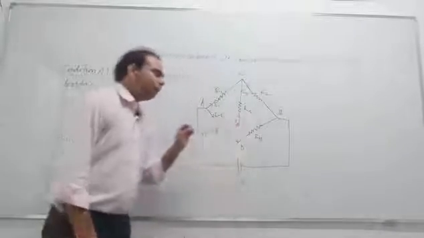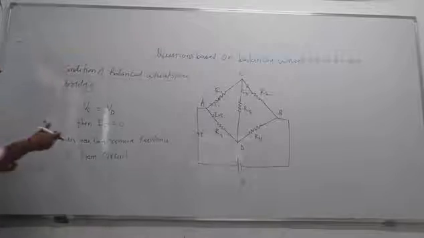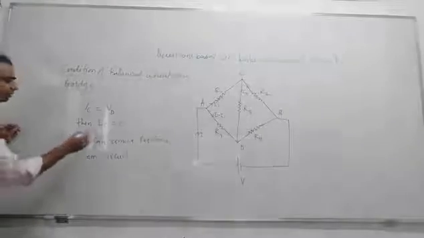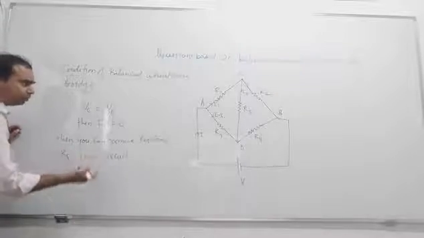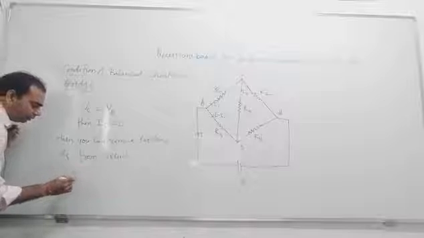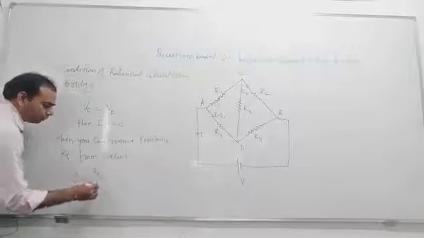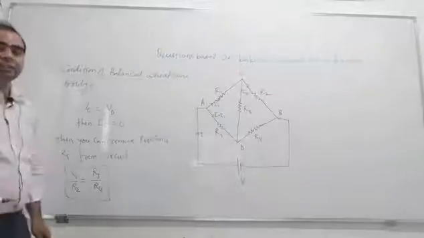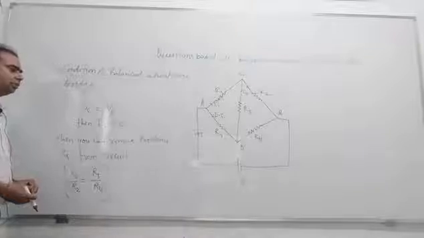The condition of a balanced bridge, right, with the help of these resistances: you can say when this current becomes 0, or this R5 can be removed, then the ratio of R1 to R2 is equal to R3 to R4, right? So this is also one of the conditions of a balanced Wheatstone bridge.